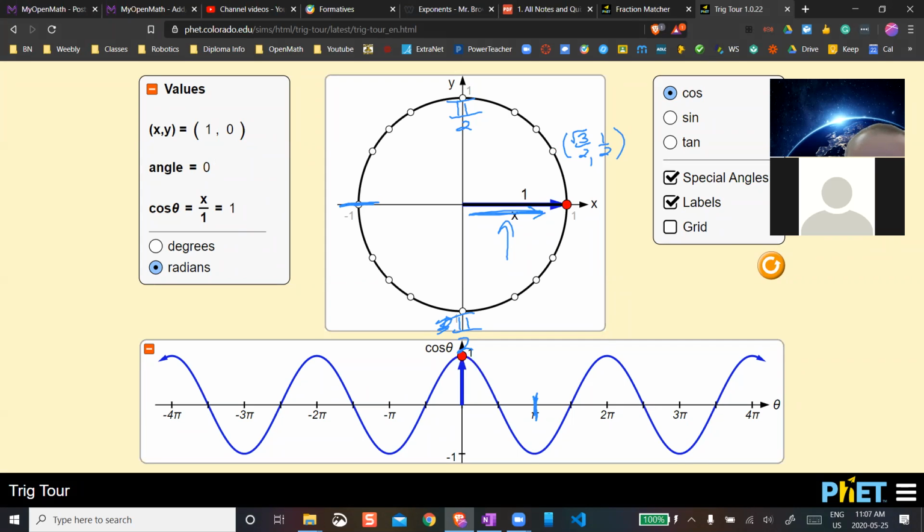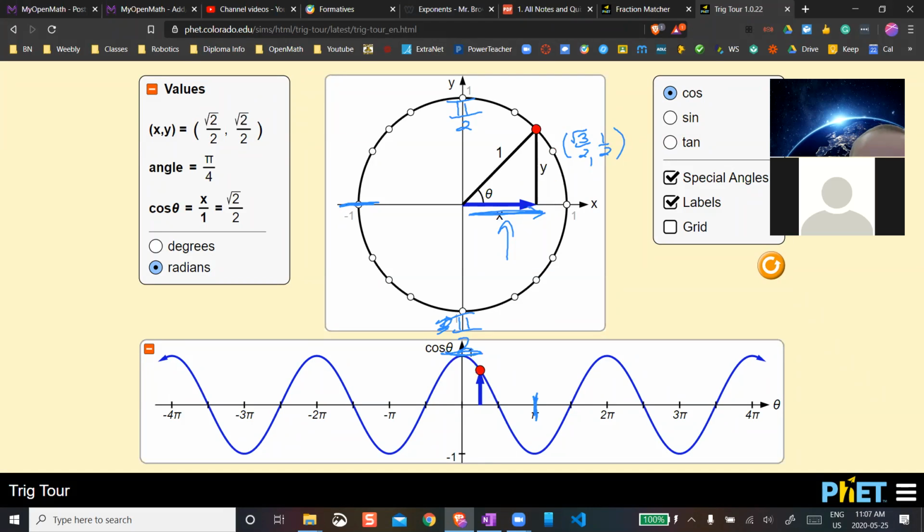As I go around here, notice that at the beginning, it's at 1. That's what this corresponds to right here. It has a length of 1 at that point. And then as I move it up, it gets shorter. That one's shorter now. And we know what it is, it's at √3/2. That's the length right there.